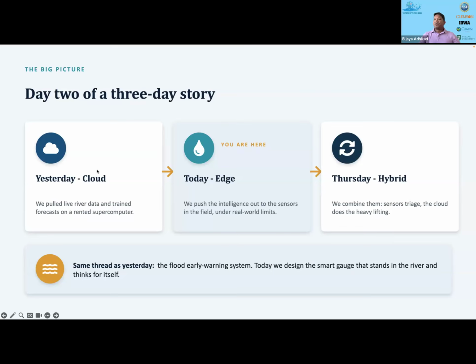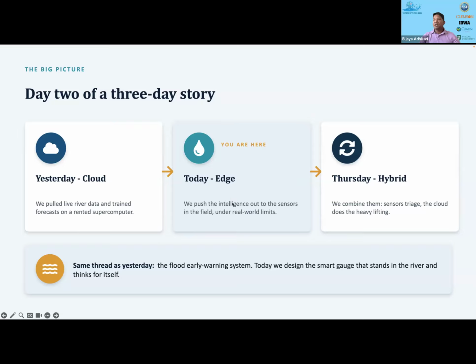All right, okay. So it's day two of a 3-day story. Yesterday we talked about cloud, right? There is a big machine, it has a lot of data. You're renting a small slice of that computing to do what's meaningful, right? And that compute that you rent could be small, could be scaled up or down as you need, right? So that was the story yesterday.